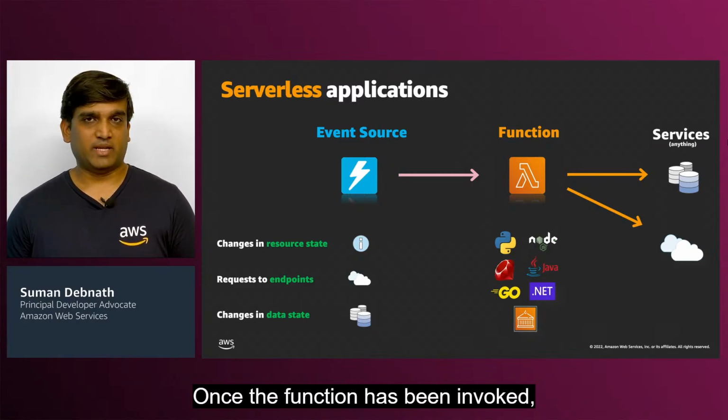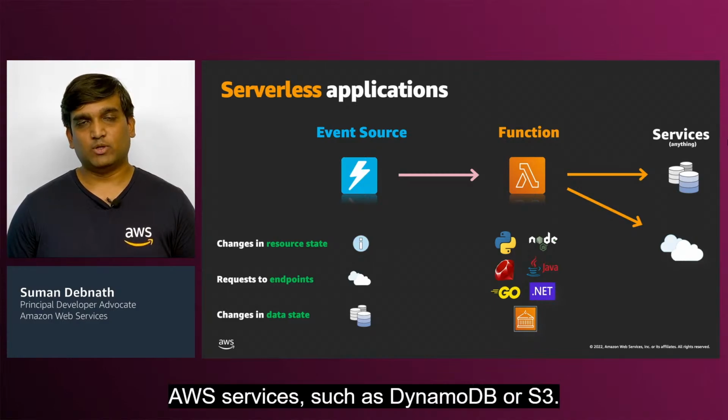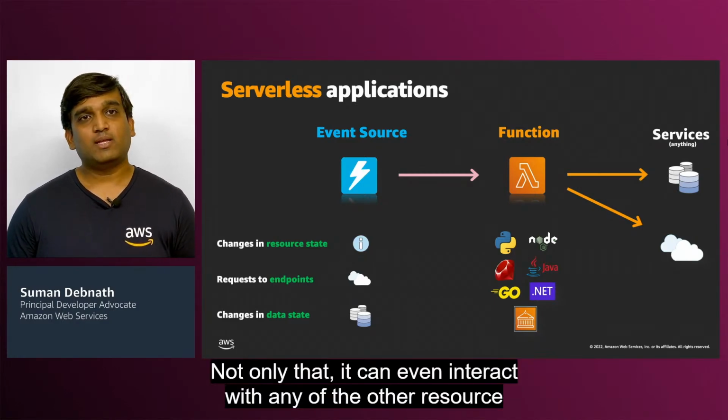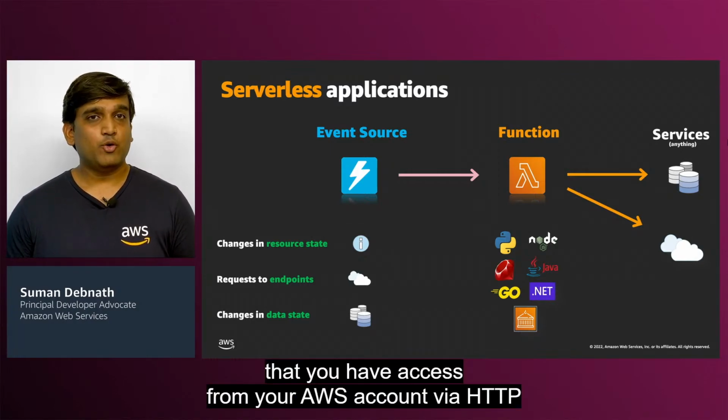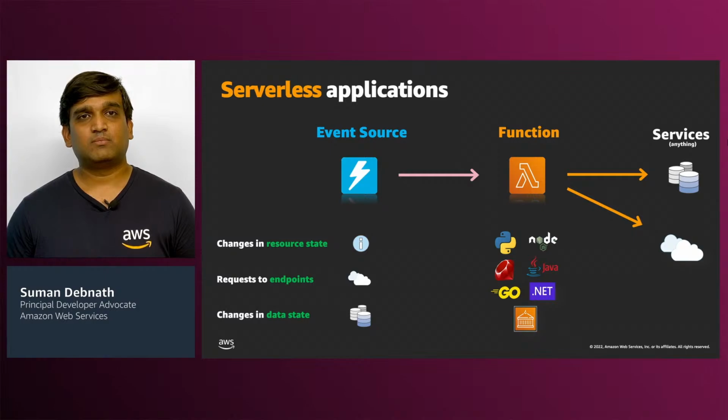Once the function has been invoked, it will interact with other downstream AWS services such as DynamoDB or S3. Not only that, it can even interact with any of the other resources that you have access from your AWS account via HTTP calls to other third-party providers.